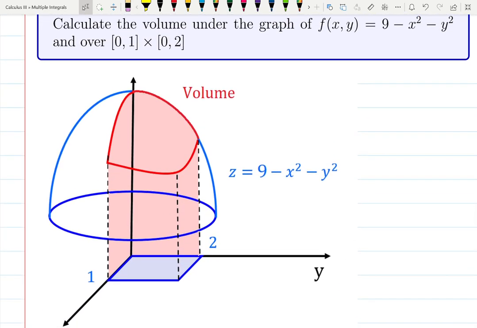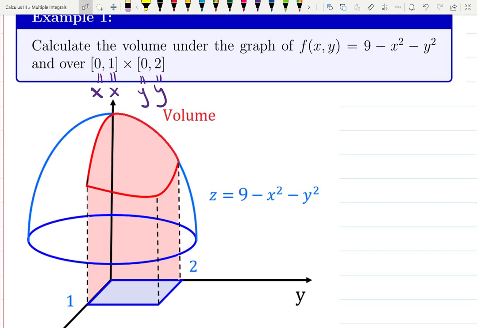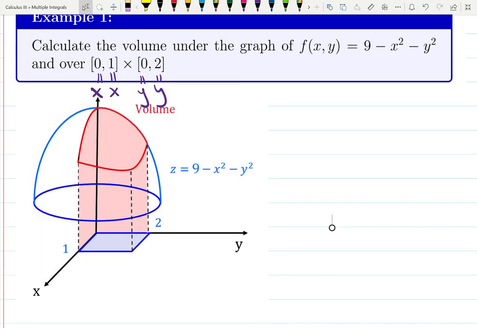Let's calculate the volume under the graph 9 minus x squared minus y squared and over 0, 1, and 0, 2. Again, x is from 0 to 1, and y is from 0 to 2. x1, x2, y1, y2. Or you can call it A, B, C, D. You are responsible now for building those integrals by yourself. Let's do it. This is a nice visualization, but you need to build it. You see, I'm not going to do it for you anymore. So let's do it for the very first time.